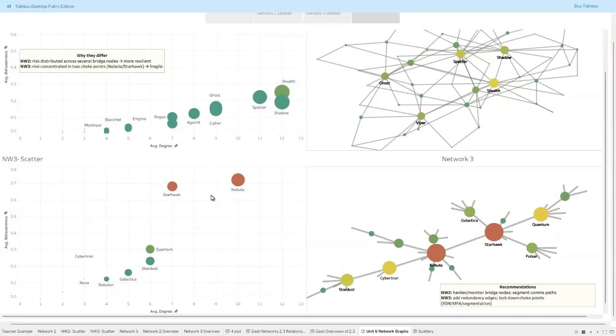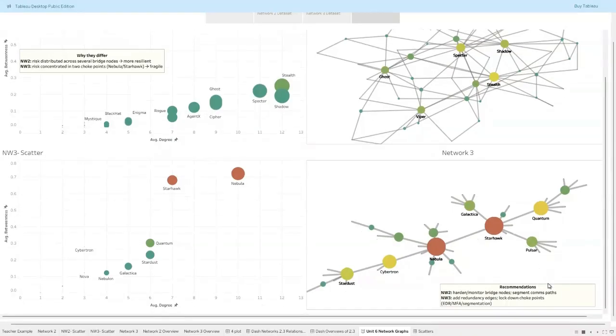In Network 3, the scatter plot shows two clear outliers, Nebula and Starhawk. Risk is concentrated, which makes the network more fragile and more likely to fragment if one critical node fails.